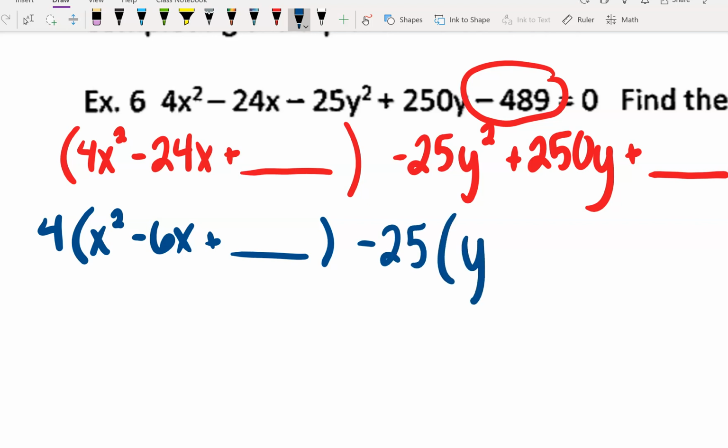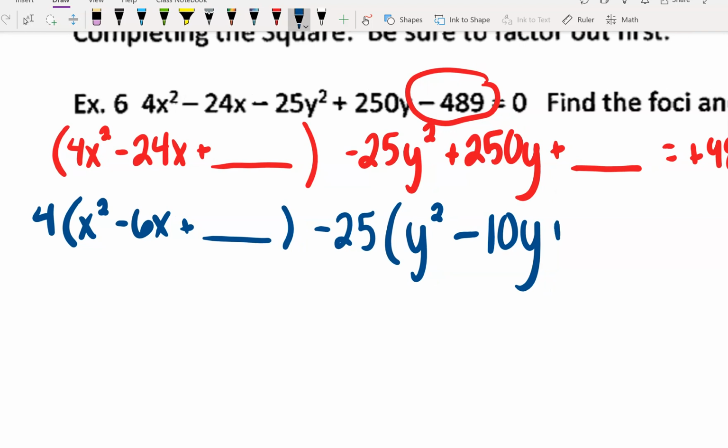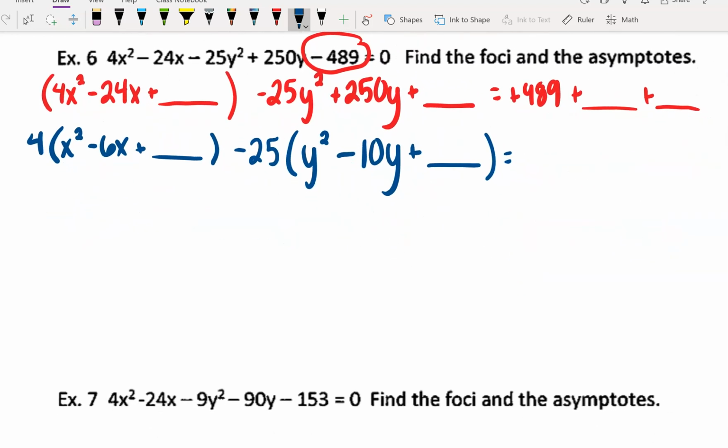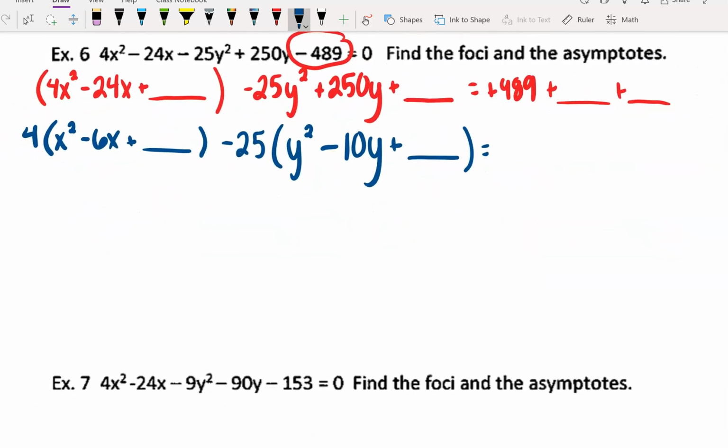We'll be left with y squared minus 10y if you divide out a negative 25, plus blank equals 498 plus blank plus blank.